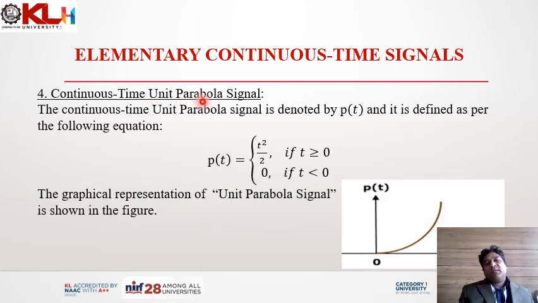Now we are going to discuss the continuous parabola signal. It is denoted by P of t. It is defined by the following equation: P of t is equal to t square by 2 for all positive time values, which is shown here on the positive time side, and for all negative time it is 0.